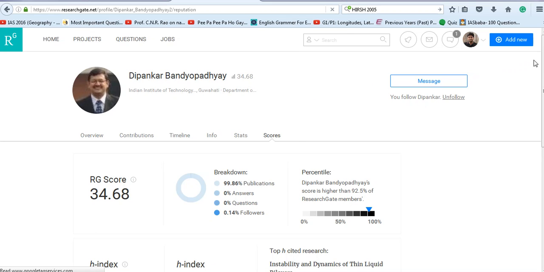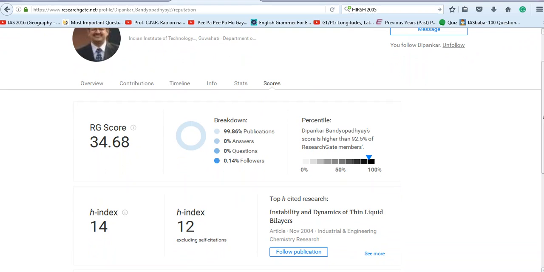So here, if you click here, RG score, you'll get an index which is called H index here. So there are two H indexes. Basically, one is showing 14, that is including self citation, and excluding self citation, this is showing 12. So what is including self citation and excluding self citation, that will come later. But the thing is, let us calculate what H index basically is.